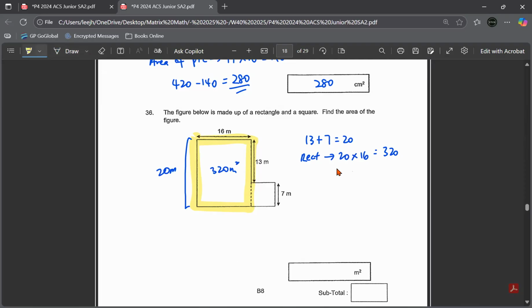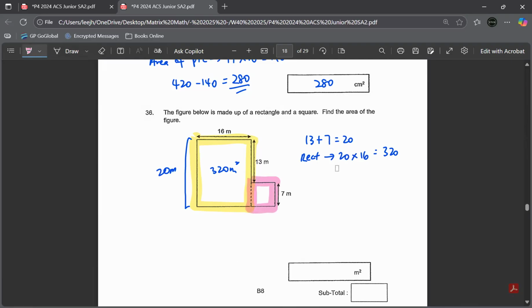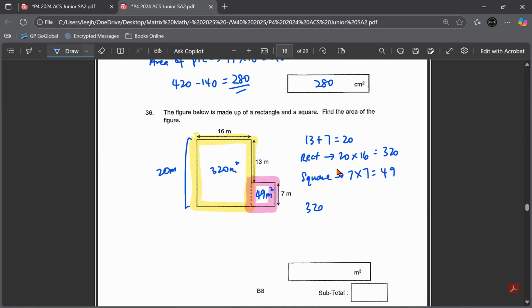What about the area of the square? The square is this one. So how to find the area of the square? Length times breadth or length times length? Because it's a square, 7 times 7, 49. So this is 49 square meter. In order to find the total area, you just add 320 plus 49. 369. So 369 square meter, the unit is already given, so you just have to fill up the answer.